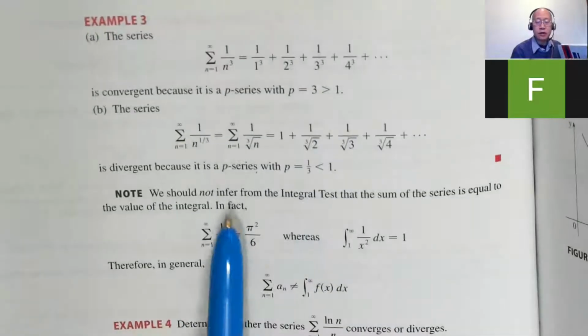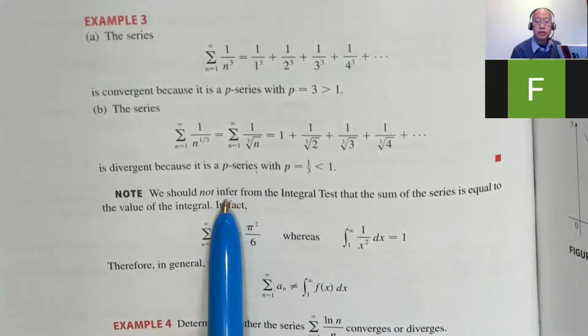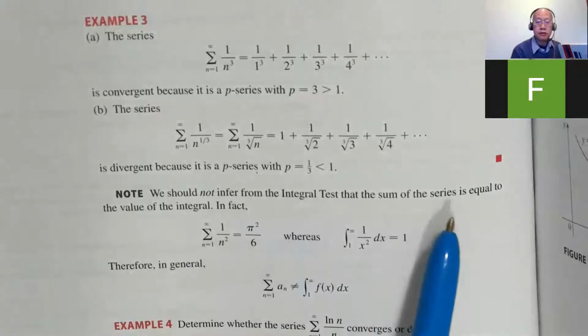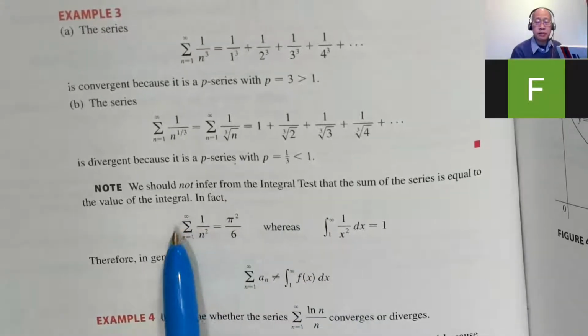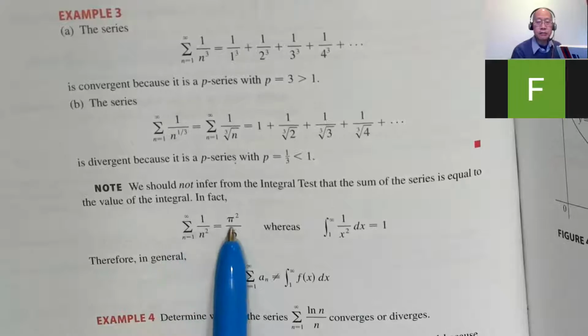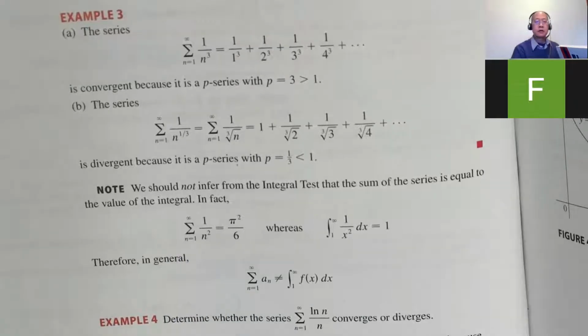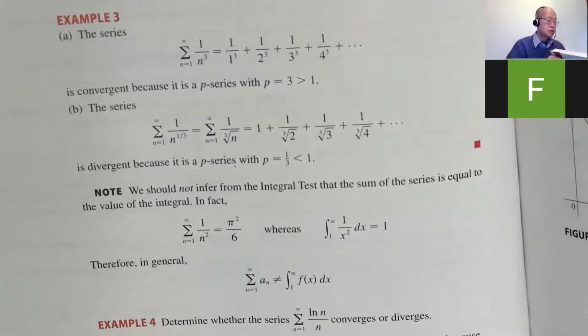And yeah, this is that side note of what I just mentioned. We should not infer from the integral test that the sum of the series is equal to the value of the integral. This came out to be 1, but the book has the same thing as I have. This sum turns out to be pi squared over 6.